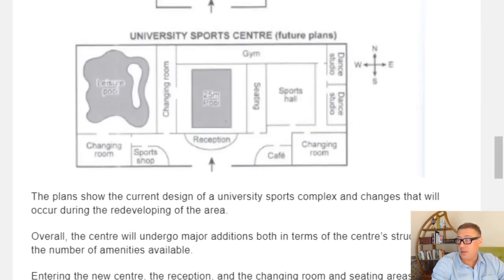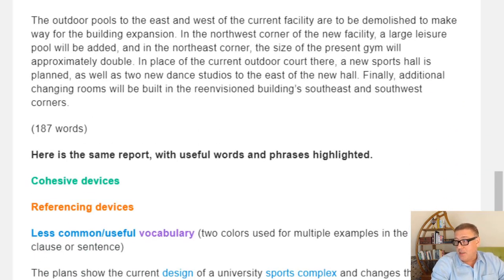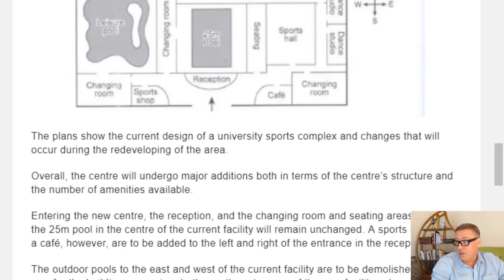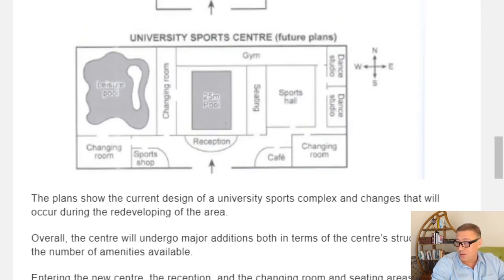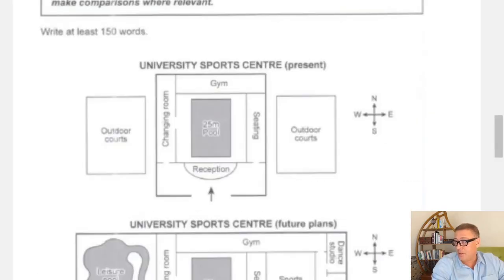So if we look, have I described all of the changes like I need to? Yes, we've got the leisure pool, the changing room, sports shop, reception, 25-meter pool, seating, the gym, the dance studios, the changing rooms, the cafe, everything is there. So I've described all of the changes. Not too long, 187 words, so that's pretty good to get that much description in such a short space and to include everything.